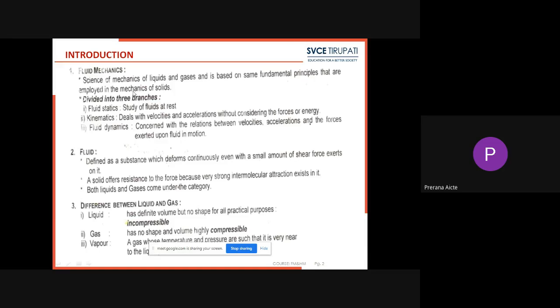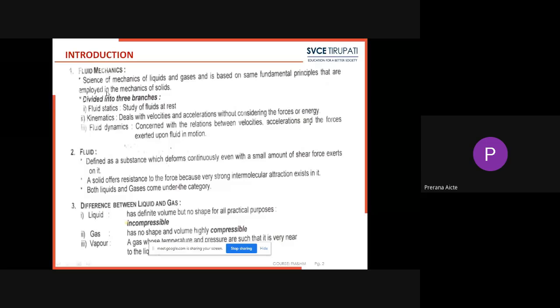So fluids include liquids as well as gases. If we study the behavior of liquids and gases, then we can call that study fluid mechanics. All these methods related to fluid mechanics are the same as the mechanics of solids, like steel and wood. So here also, the study of fluid mechanics will be the same as the mechanics of solids.